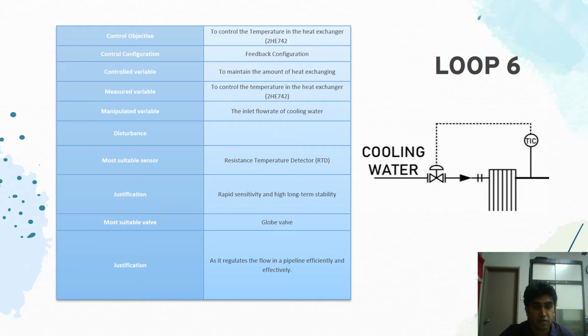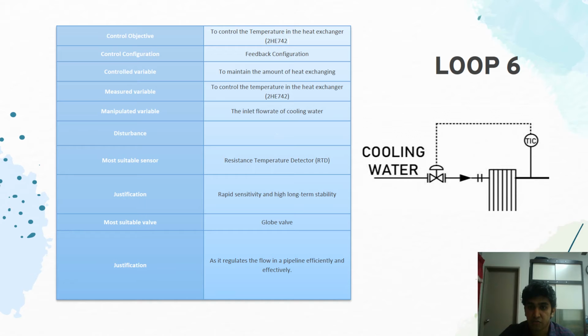We have the loop number 6 P&ID diagram, and the description of loop number 6, which is classified into a table. The first one is the control objective of the system. For loop number 6, it is to control the temperature in the heat exchanger. The control configuration is the feedback configuration, because it is fed back to the input. The control in the system is to maintain the amount of heat exchanged between the heat exchangers.